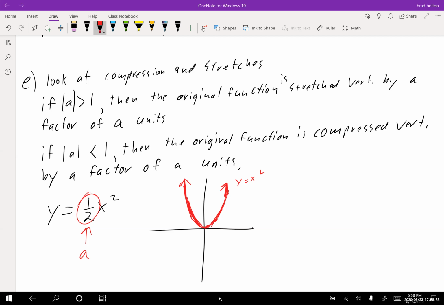Your book kind of talks about it differently. We're going to get into this more in other sections, especially with parabolas, but it's basically what the function is being multiplied by. So A will be this number. So in this case, if I say 1/2 x squared, the absolute value of A, the absolute value of 1/2, is actually less than 1. So this means that this is compressed. So I think of it as a wider parabola. It still looks the same, but it just becomes wider by a factor of 1/2.